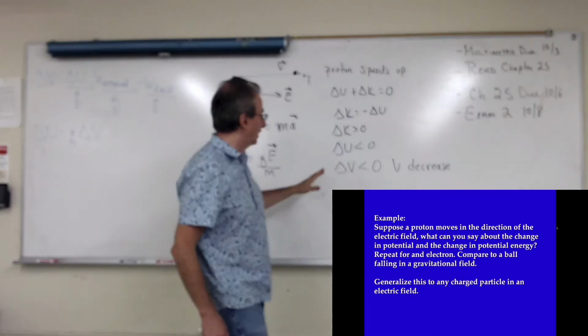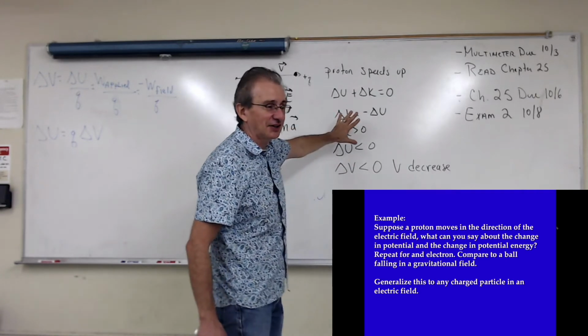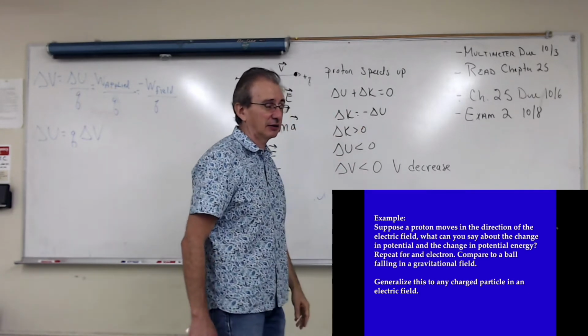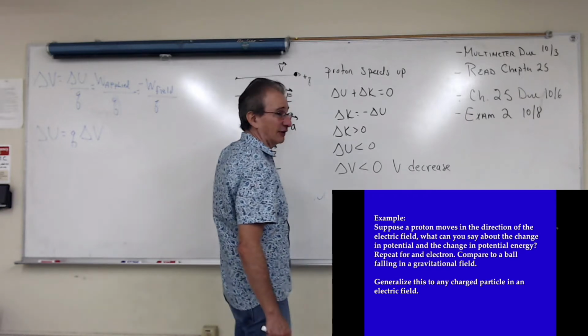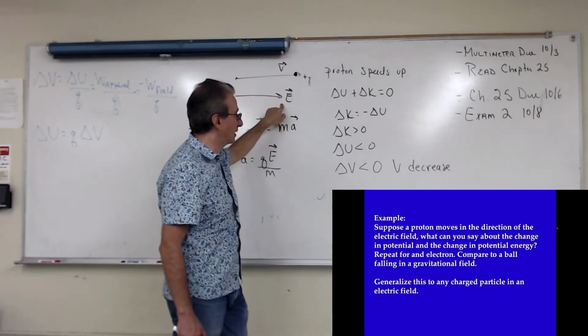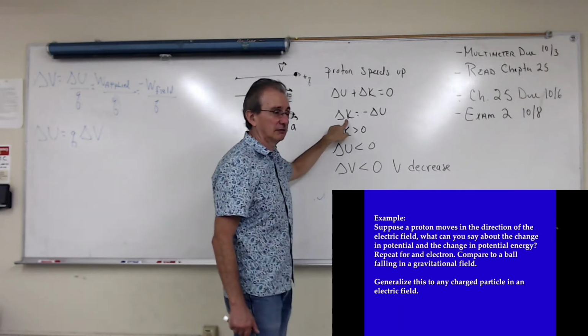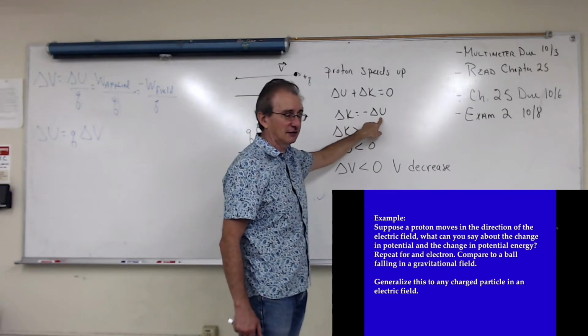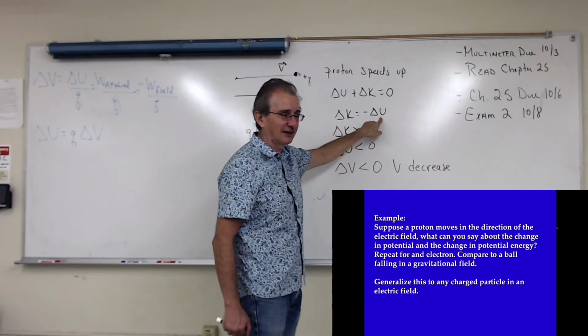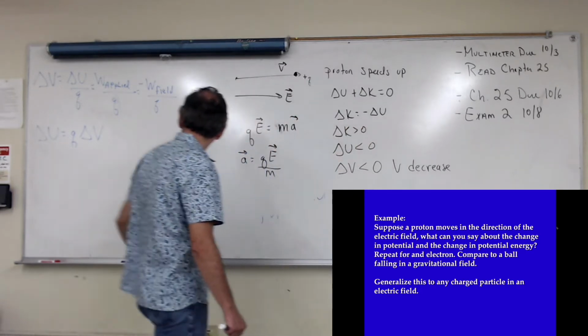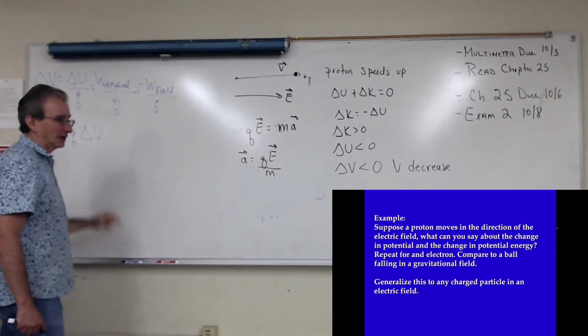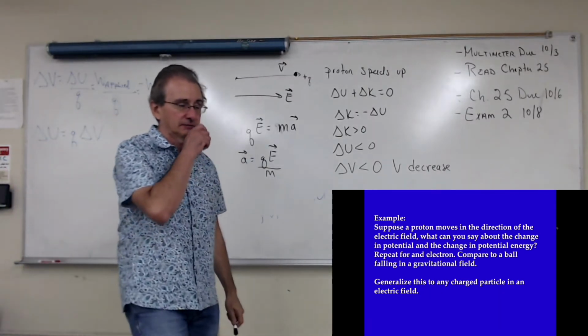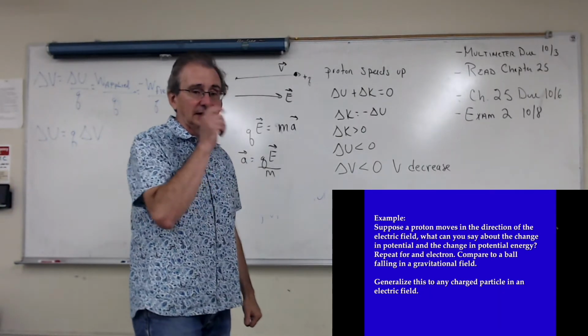Personally, I try not to memorize all these scenarios. I just try to figure them out. All I have to know is if it's speeding up. If I know it's speeding up, then I know delta K is greater than 0 and delta U has to be less than 0. And if that's less than 0, and the charge is positive, then delta V has to be less than 0.